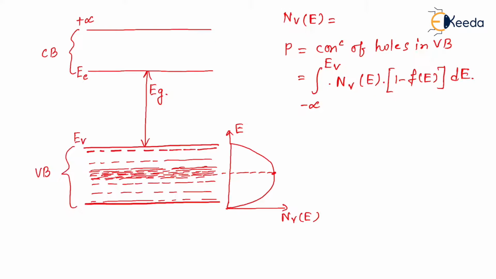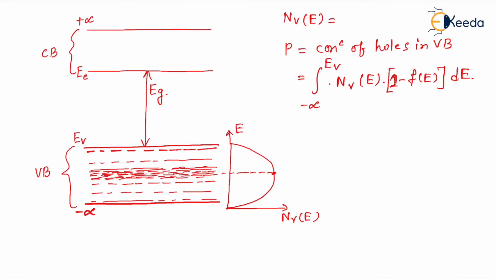capital T. So in the valence band we know that there will be only holes, that is why we have used 1 minus F(E), which gives the probability of the hole occupancy in the energy states. And this total equation, that is the integration from minus infinity to EV of NV(E) into 1 minus F(E) into dE, will give the concentration of holes inside the valence band.